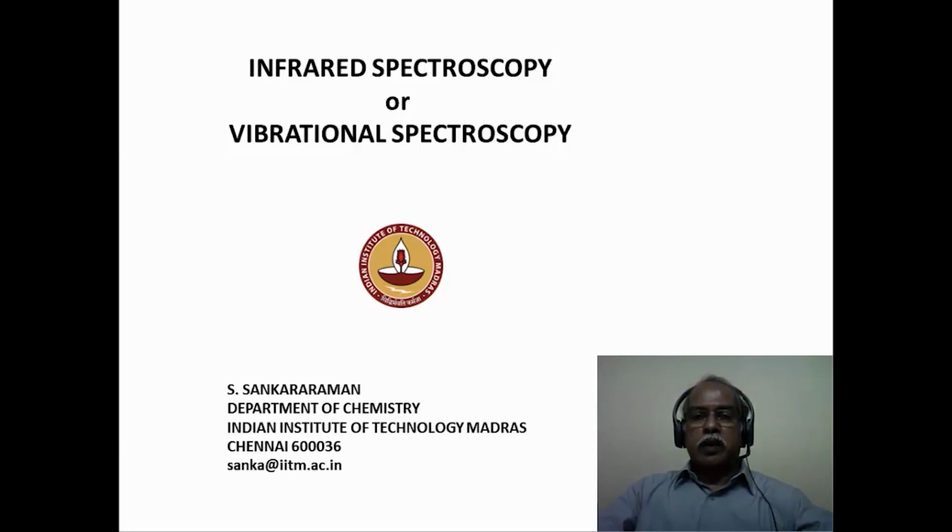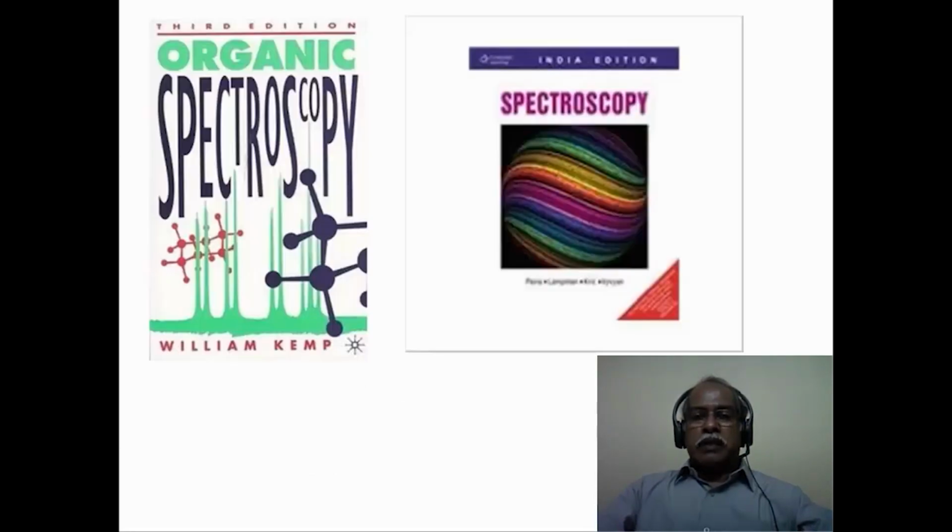In this module, we will look at examples of OH, NH and CH stretching frequencies in the particular region in the infrared spectrum. For the purpose of illustration, several spectra were taken from these two books, Organic Spectroscopy by William Kemp and Spectroscopy by Pavia and others, and I am grateful to these two sources. For the illustration purposes, the spectra have been taken from these two books.